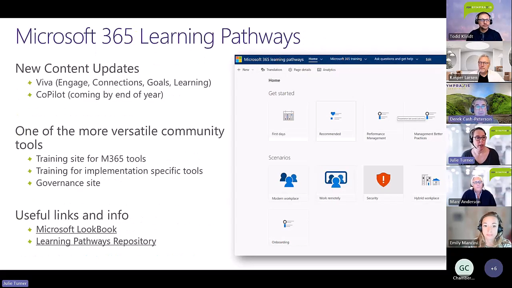Okay, Derek, tell us about Microsoft 365 Learning Pathways. Yes. So I am super thankful for Microsoft 365 Learning Pathways, not only because I get to work with it all the time and because I help maintain the repo, but I think it is really one of the more versatile tools that are out there.